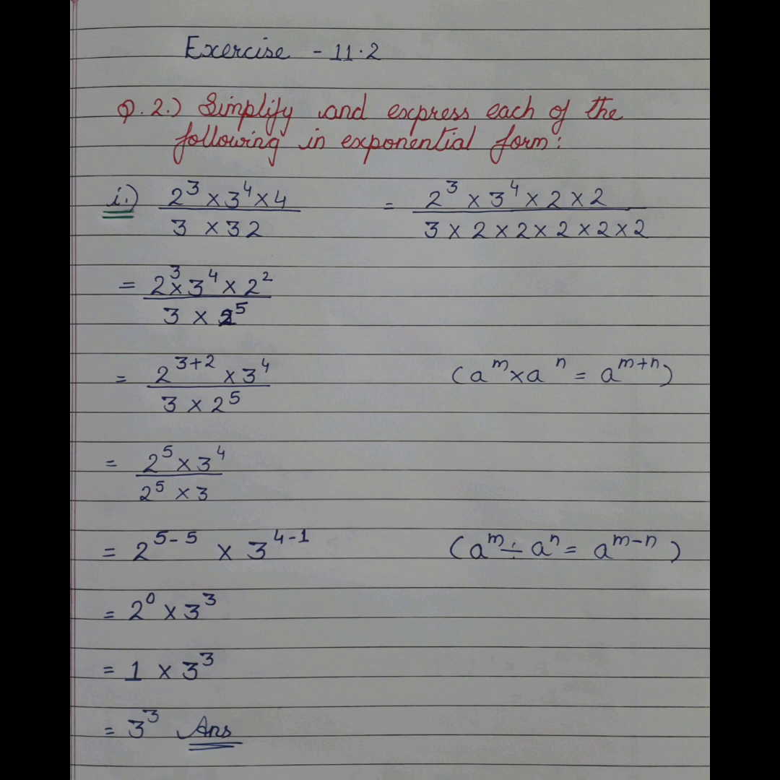It will be written as 2 to the power 5 minus 5 multiplied by 3 to the power 4 minus 1. And 5 minus 5 will become 0, so we have 2 to the power 0, which can be written as 1. So 1 multiplied by 3 to the power 3, because 4 minus 1 will give you the answer as 3. So here the answer is 1 multiplied by 3 to the power 3, which equals 3 to the power 3, or it can also be written as 3 cube.